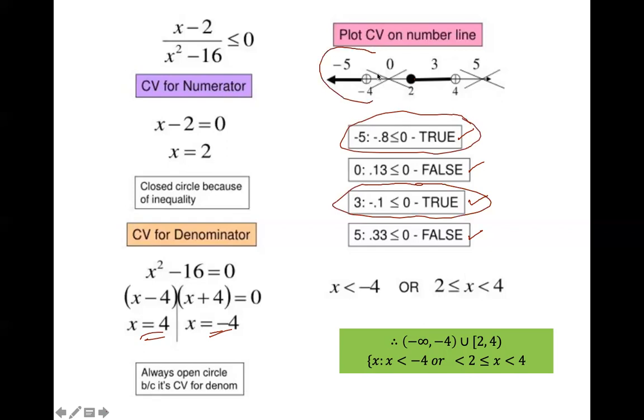That's why that is the solution set. So that is the numbers to the left of -4, so negative infinity to -4. Since 2 is included, we use a bracket on 2, and 4 is not included. So in set builder notation, x such that x is less than -4, or x is greater than or equal to 2 but less than 4.